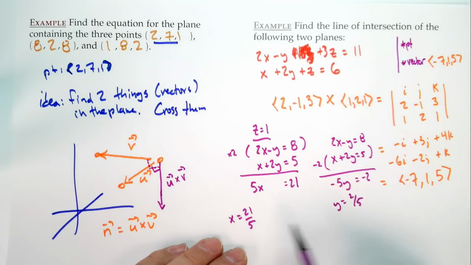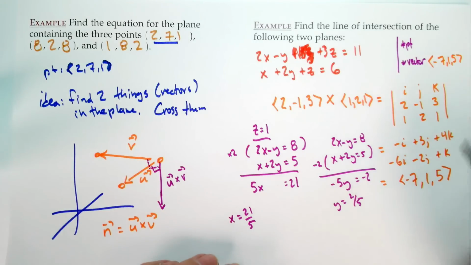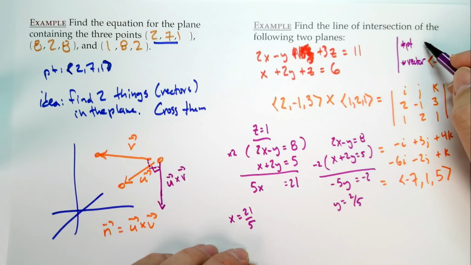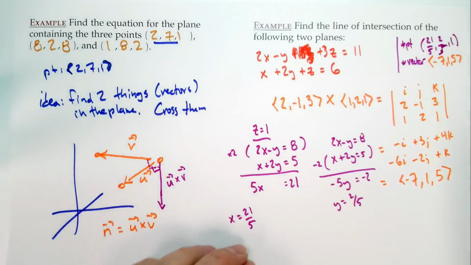So now you have an x, y, z. And if you have x, y, z, you have your point. So our point could be 21/5, 2/5, and 1. Now, is that the only point? No, there's infinitely many. But the point is that if you have too many variables, you can say, oh, I get to pick some for free.